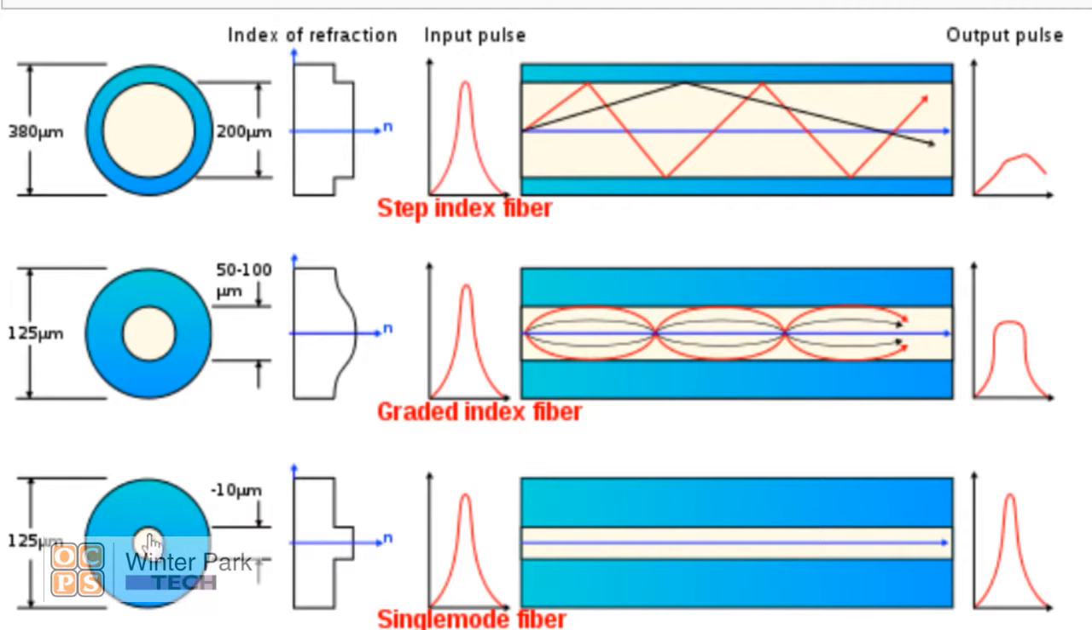On the bottom here, single mode, much smaller fiber optic glass tube. Notice that the input amplitude and the output amplitude are very good, both in and out. So this is going to be the fiber mode that we typically use for long distances.